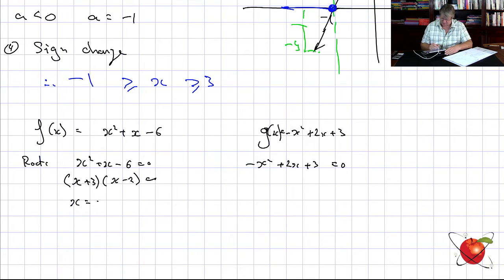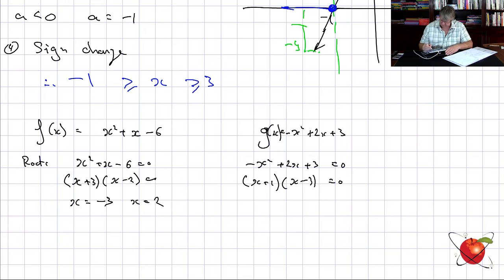Which gives us x equals minus 3, x equals 2. On this one, we have factorized it before. Previously, the roots are minus 1 and 3. So it's x plus 1, x minus 3 equals 0. Okay, 1 plus 2x.